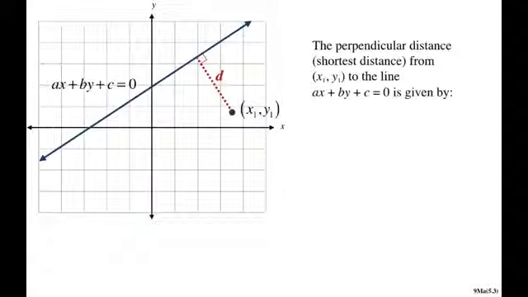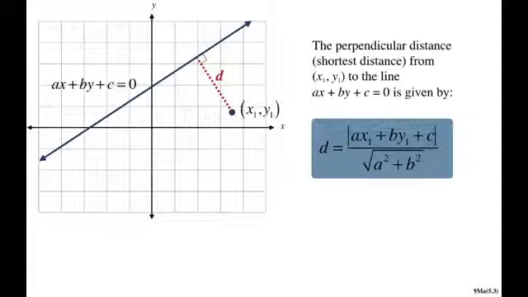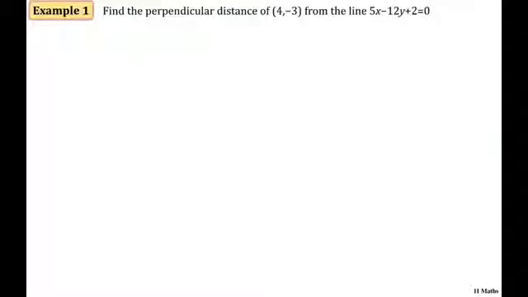If we actually take that shortest distance from the point, and we'll call the point x1, y1, to the line, we use the following formula. D equals the absolute value of ax1 plus by1 plus c over the square root of a squared plus b squared. So that's called the perpendicular distance from a point to a line formula. And it's quite a useful formula to use in this next exercise, obviously. Let's have a look at our first example.